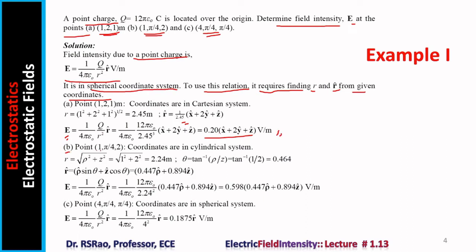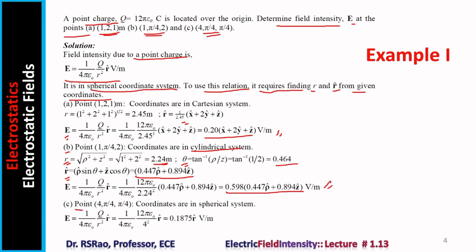B, point is (1, pi/4, 2). It is in cylindrical system. From the coordinates of the point, small r and theta can be computed. Small r is rho square plus z square under square root. It is 2.24 meter. Theta, tan inverse rho by z, it is 0.464. r cap is rho cap sin theta plus z cap cos theta, resulting in 0.447 rho cap plus 0.894 z cap. So substitution results in 0.598 (0.447 rho cap plus 0.894 z cap). Notice the field intensity E is in cylindrical system.